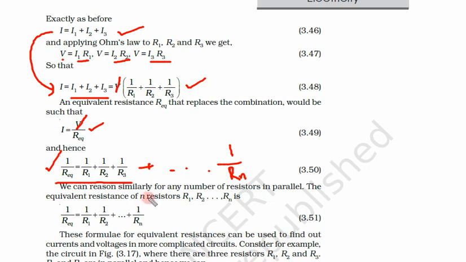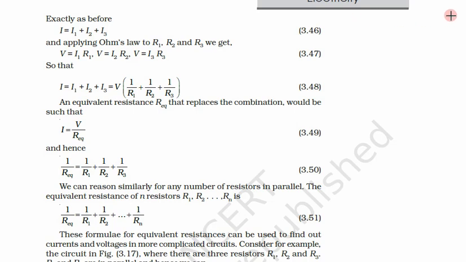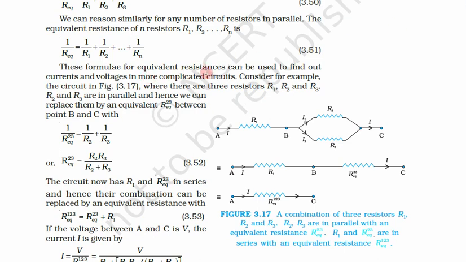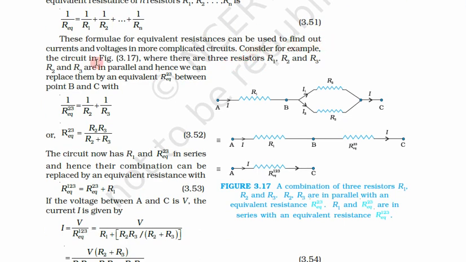So this is for the parallel case. So this is the formula for parallel. I always prefer the words Rp and Rs, so we can have a much clearer differentiation. So these are the formulae for equivalent resistances, which can be used to find out the current and voltages in more complicated circuits. So if we have more complicated circuits, we can use them there as well.